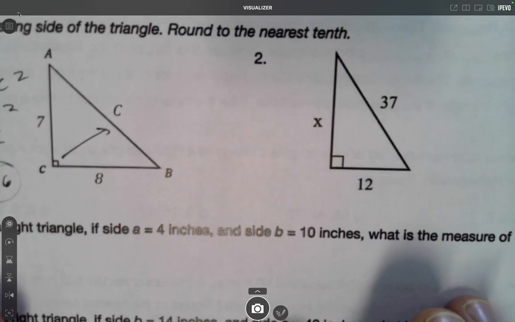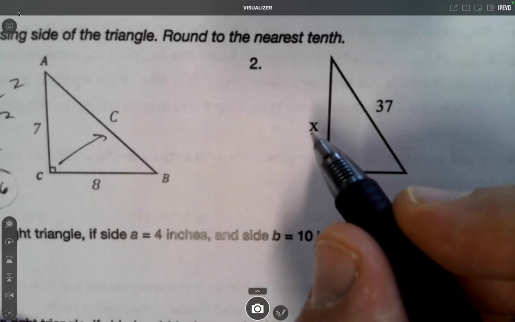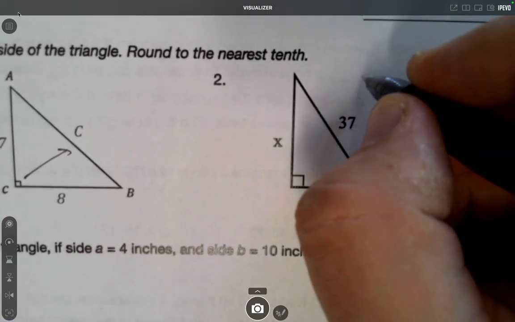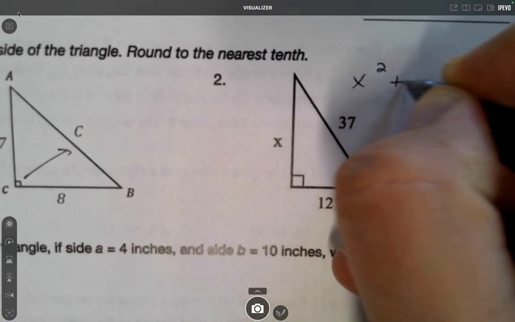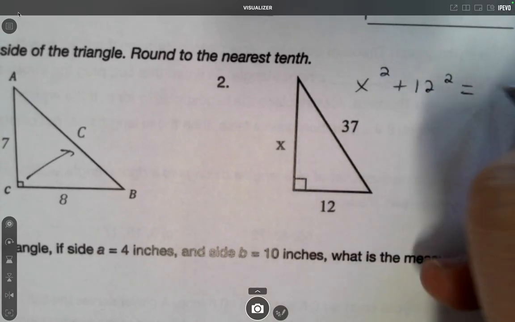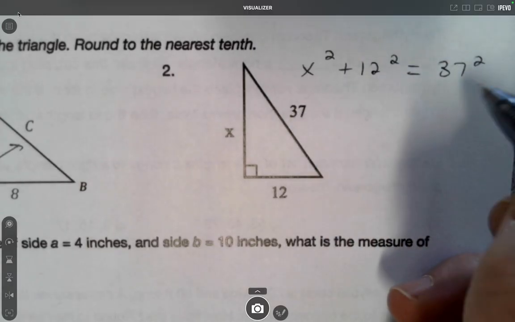Now on number 2, they do give us the hypotenuse. It's one of the legs we don't know. You can call this the a leg or the b leg, it doesn't matter. I'll just say x squared, because that's one of the legs, plus 12 squared is equal to 37 squared. Because no matter what, you've got to put the hypotenuse in for c.